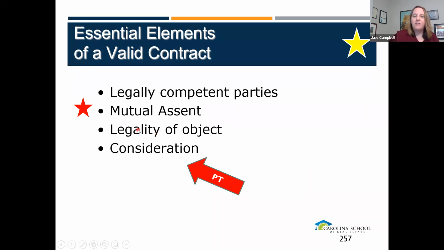I have to have legality of object. Again, you cannot have a legal contract for an illegal purpose. In real estate, an example of something like this might be if the contract calls for immoral performance, maybe if the contract somehow shows discrimination against members of the protected classes.